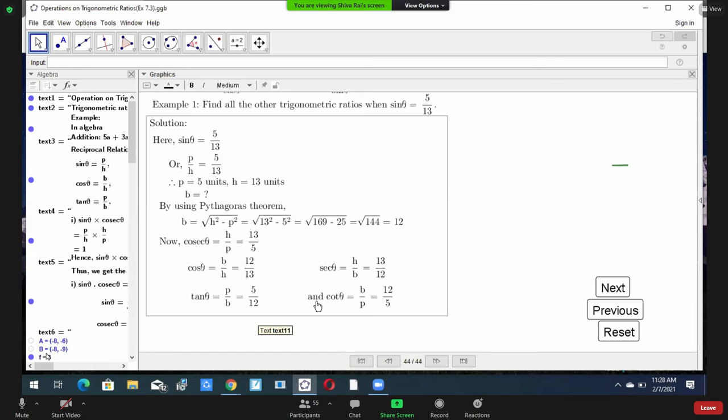Similarly, cot theta equal to B upon P, B equal to 12 and P equal to 5. Now we got all the remaining trigonometric ratios: cosec theta, cos theta, tan theta, sec theta, cot theta. All the remaining 5 trigonometric ratios we can find like this. In this case, we can draw the figure also, but here the figure is not compulsory. If you want to draw the figure, you can draw.